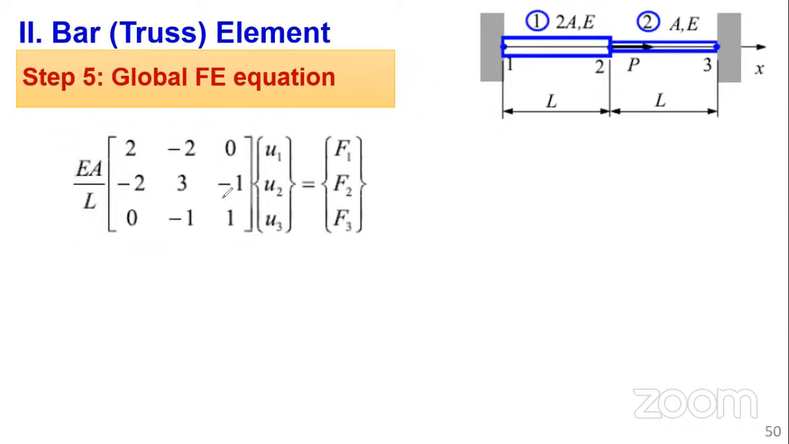To solve this, we said we invoke the boundary conditions. If you look at the boundary condition, this point is fixed, this point is fixed. So the displacement at node 1, which is U1, is 0. U2, the displacement at node 2, is unknown, and the displacement at node 3, of course, is equal to 0. We know force 2, the external force applied, is equal to P.